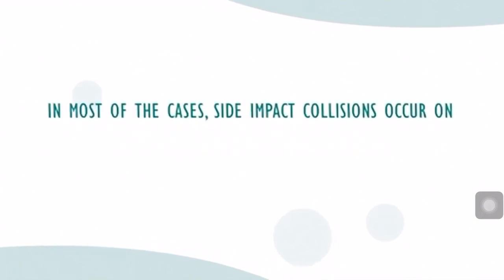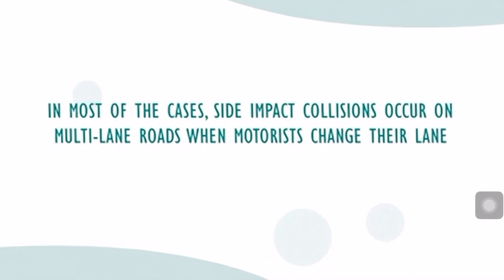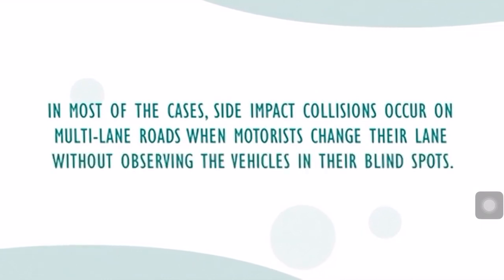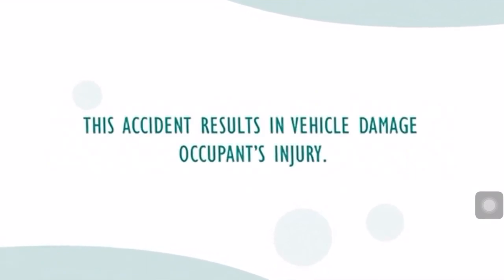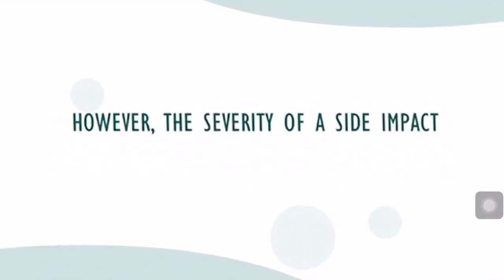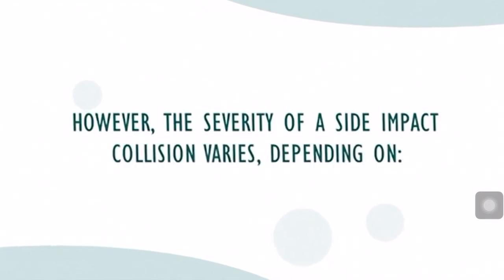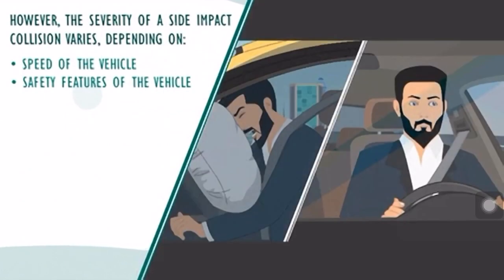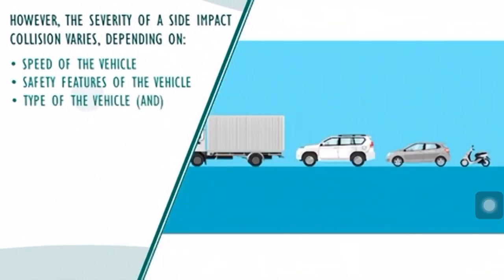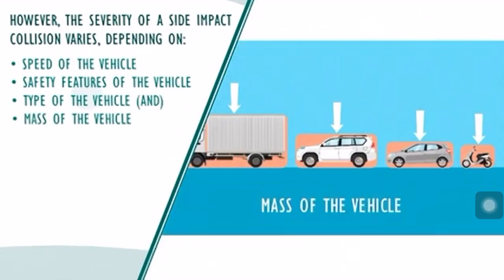In most of these cases, side impact collisions occur on multi-lane roads when motorists change their lane without observing the vehicle in their blind spots. This accident results in vehicle damage and occupant's injury. However, the severity of a side impact collision varies depending on speed of the vehicle, safety features of the vehicle, type of the vehicle, and mass of the vehicle.